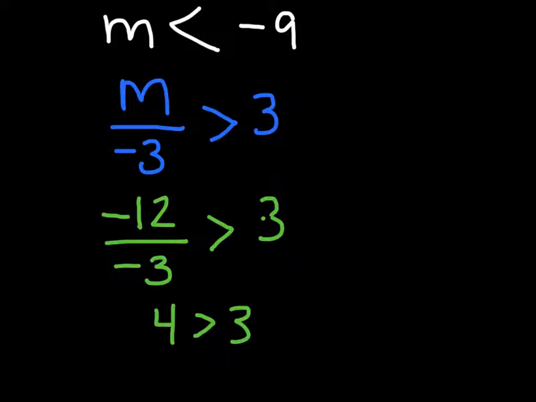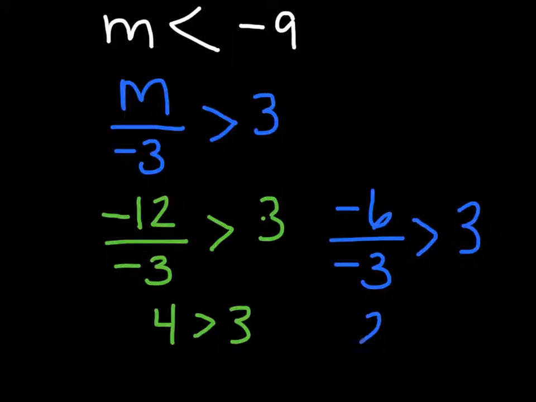Let's do another check by adding a number we don't think is going to work in the set. So let's try negative 6. Negative 6 divided by negative 3 is greater than 3. Negative 6 divided by negative 3 would be 2, and 2 is not greater than 3. This is not a true statement. So I think we can guess with fair certainty that we've done our work correctly. m is less than negative 9.